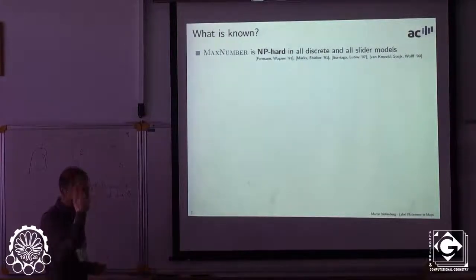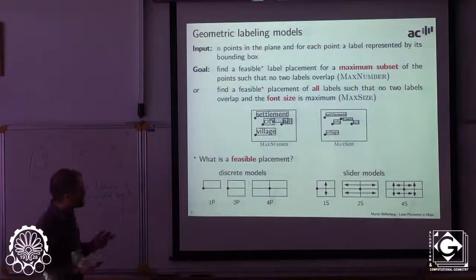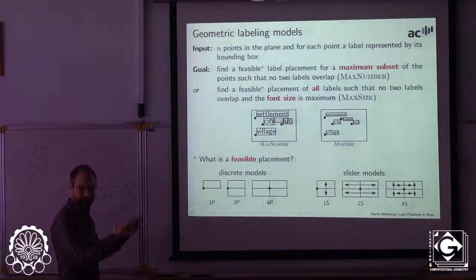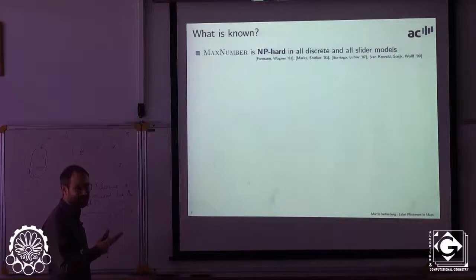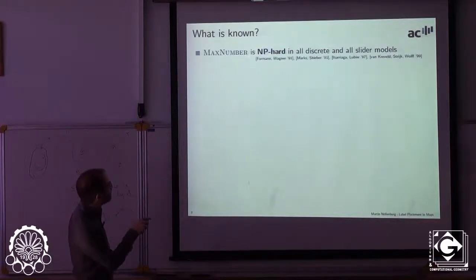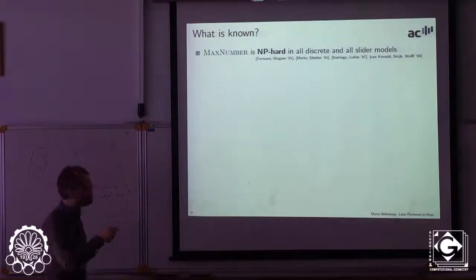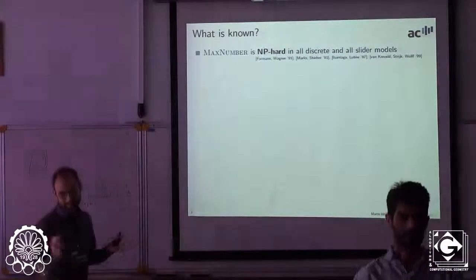This is a slide summarizing a little bit what is known about this kind of static label placement problem, where the input is a set of points, you know the rectangles, you know their sizes, now find a good subset of labels. So basically all of these problems are NP-hard optimization problems. Yeah? So there's no efficient exact algorithms that you can hope for. And this has been shown in a series of papers starting with Formann and Wagner at STACS in '91. That was basically the paper introducing this into computational geometry, and then many people continued working on this. So they studied all kinds of discrete models, slider models, everything is hard.